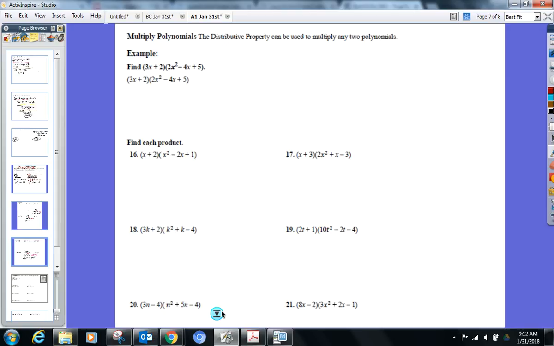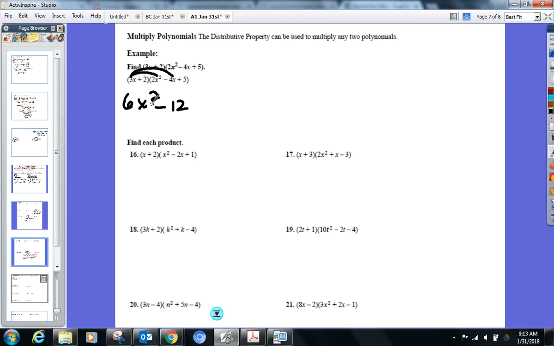Number 21. What do you want to distribute first? A 3x. 3x. You're just going to have to distribute it a little bit more than twice. So here we go. 3x times 2x squared. Who's 21? No 21 in the house? Okay, number 8. Yep. 3x times negative 4x. Negative 12x what? Squared. Good.